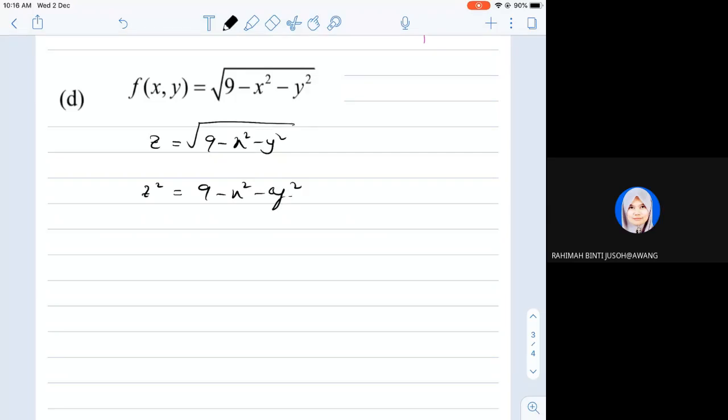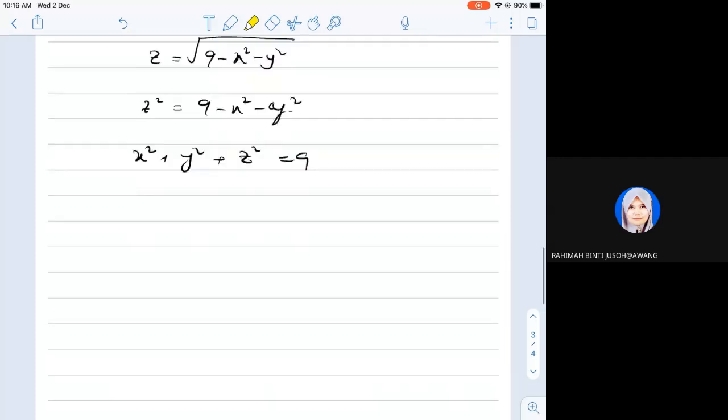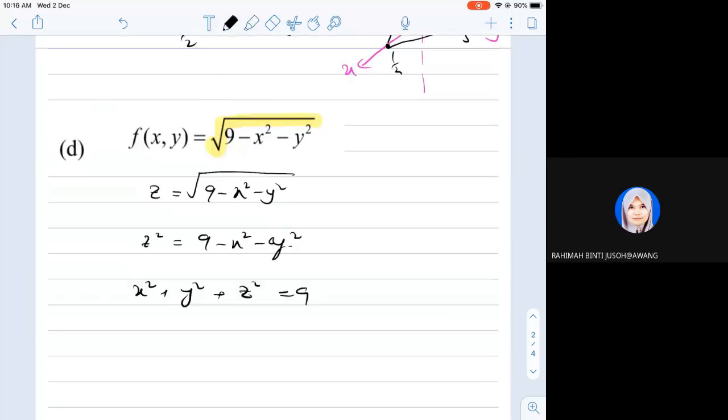So we will have x squared plus y squared plus z squared equals 9. So we know that this is a sphere. However, we have a square root sign here. So that's why we will have a hemisphere. Okay, hemisphere.